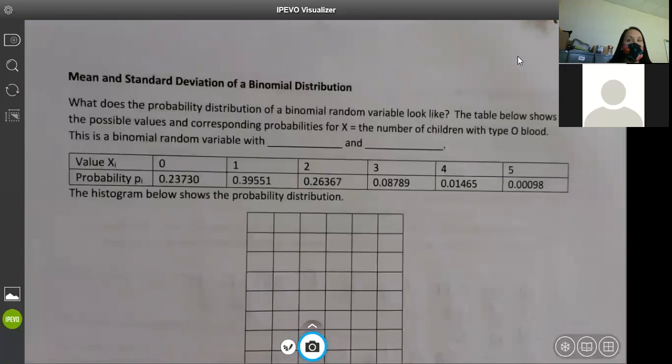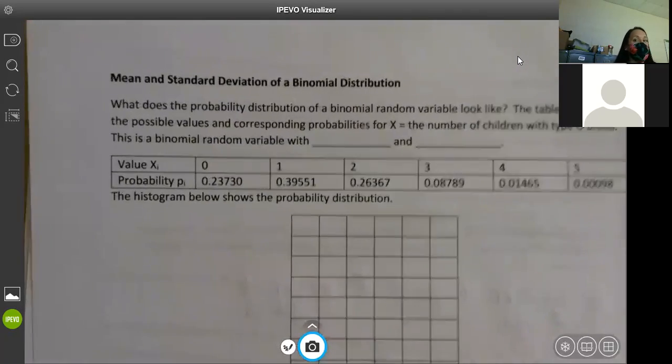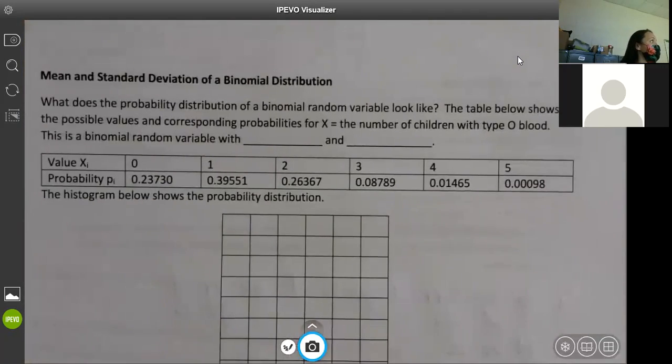We're going to talk about the mean and standard deviation of a binomial distribution, and then tomorrow we're going to talk about a geometric distribution. So we're still working with binomial, and how do we determine if something is a binomial distribution or a binomial random variable? Bins. We use bins to do that. So we'll still do that today, but we're going to move on and do a couple other things. We're going to find the mean and standard deviation.